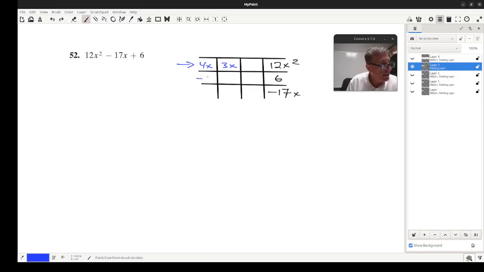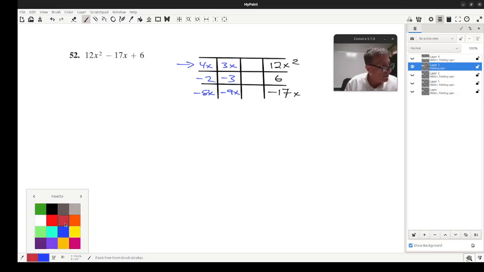So now let's try minus 2 and minus 3. This is going to give me minus 8x and minus 9x. Oh, now that does make a difference. It's a good example because minus 8x and minus 9x is indeed minus 17x.